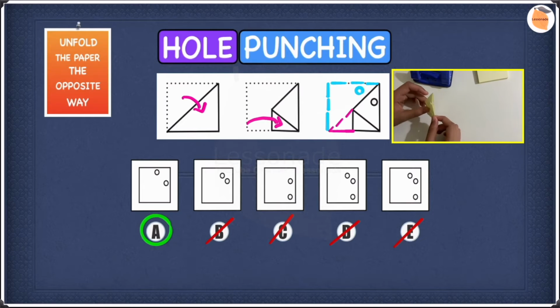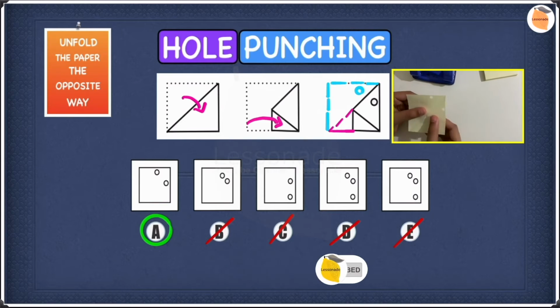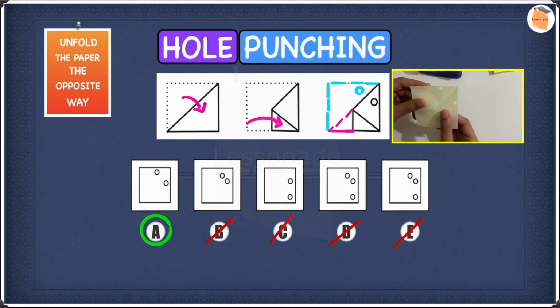Next, we'll have to unfold this paper to find our answer. So let's start by unfolding this corner. Then we're going to unfold the whole paper. And as you guys can see, we have 2 holes, which is the same number of holes as we have in our answer, and the holes are placed in the right position. So that means our answer to this question is A.